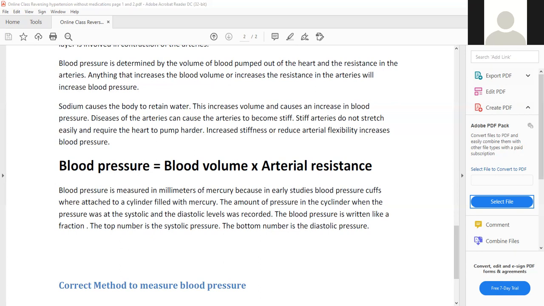Table salt. If you eat a fourth teaspoon of table salt, you will be at the maximum amount of salt intake that's recommended in a day. And even your pink Himalayan salt still has sodium, and having this can raise your blood pressure.